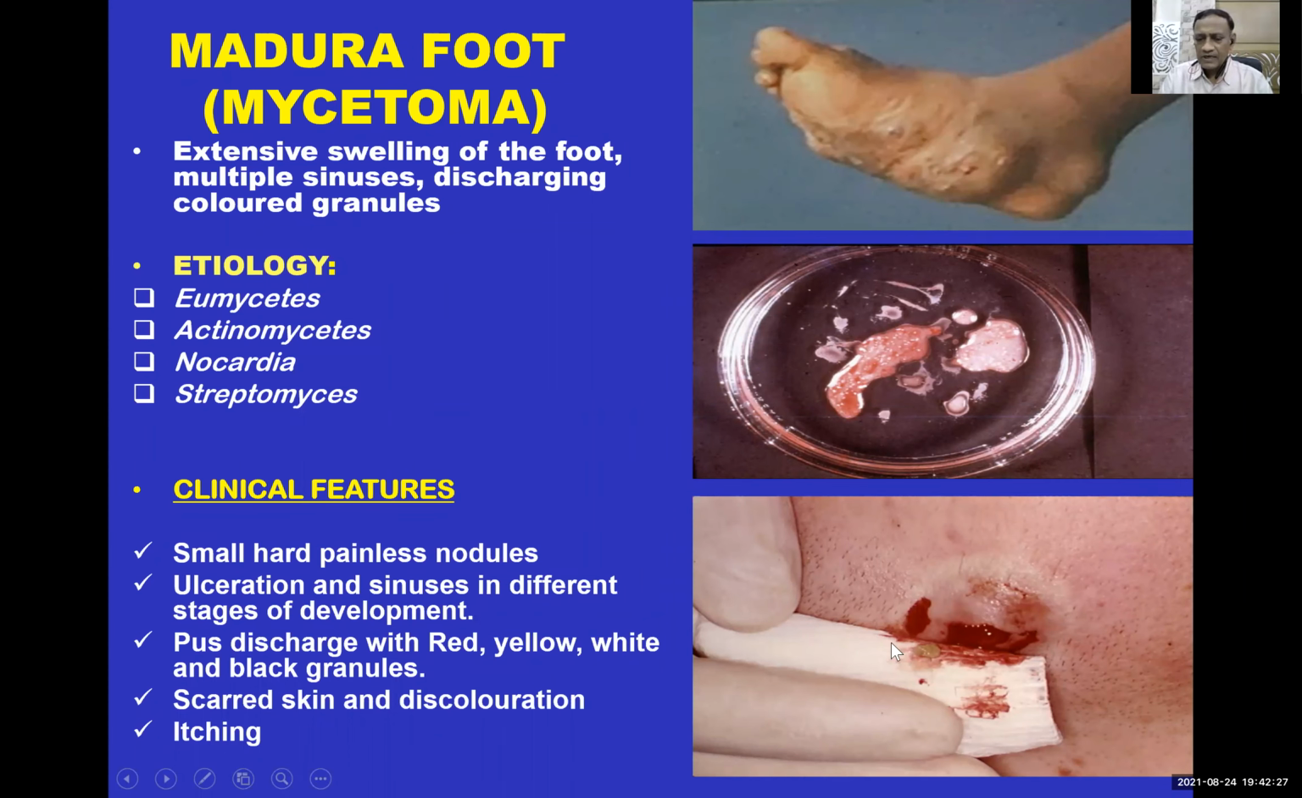This is how you collect the granules. These are the yellowish granules which are collected from the discharging sinus.